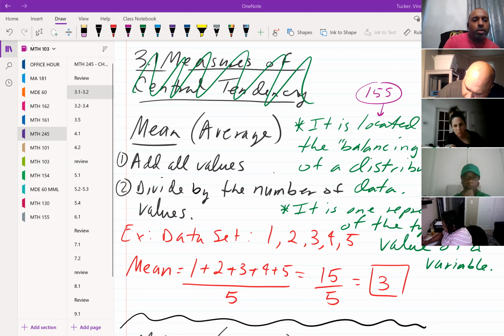Are we still copying? Can I scroll up or think we good? Okay, cool.